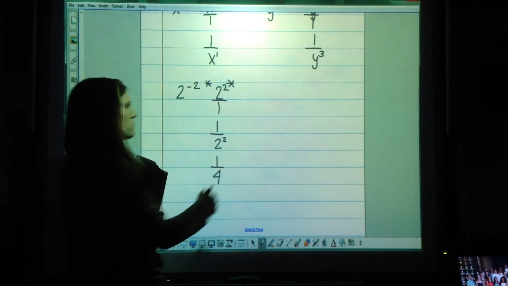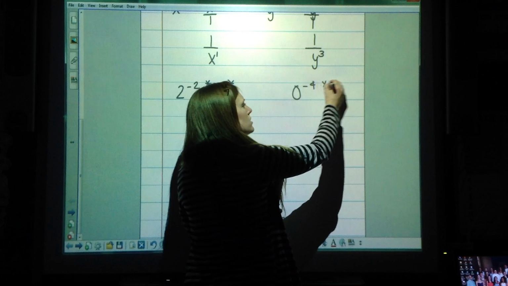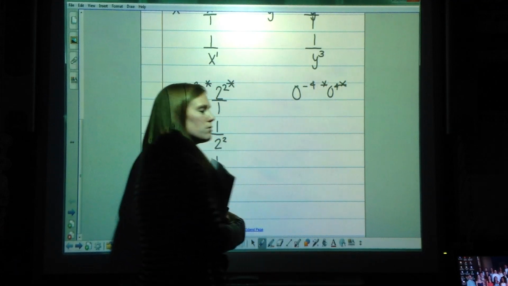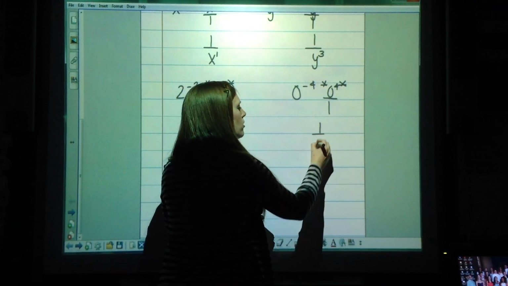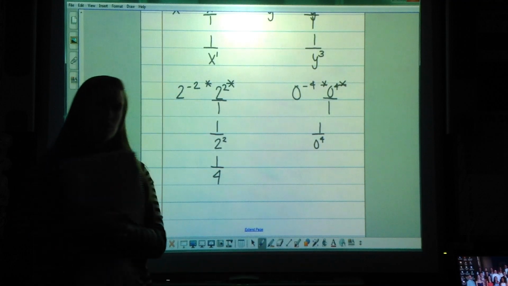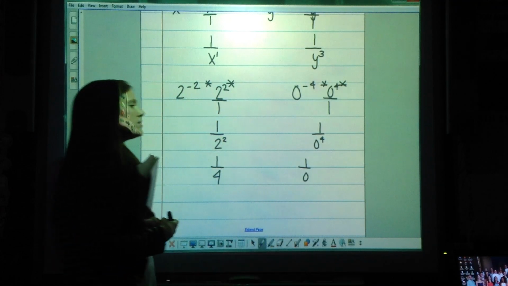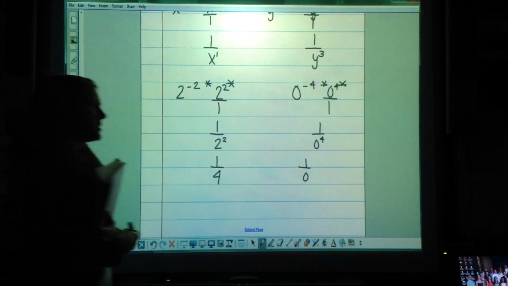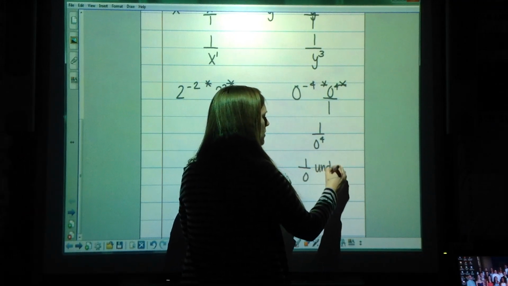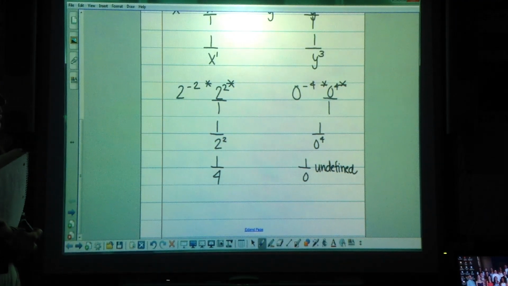And I have one more. 0 to the negative 4th. What you were thinking is that you want to find the reciprocal of 0 to the 4th power. We'll turn that to a fraction and find the reciprocal. The reciprocal would be 1 over 0 to the 4th. Well, 0 times 0 times 0 times 0 is 0. So you have 1 over 0. And in this situation, your answer would be undefined because you cannot divide by 0. You cannot have a 0 in the denominator. Whenever you hit 0 in the denominator, your answer is going to be undefined.